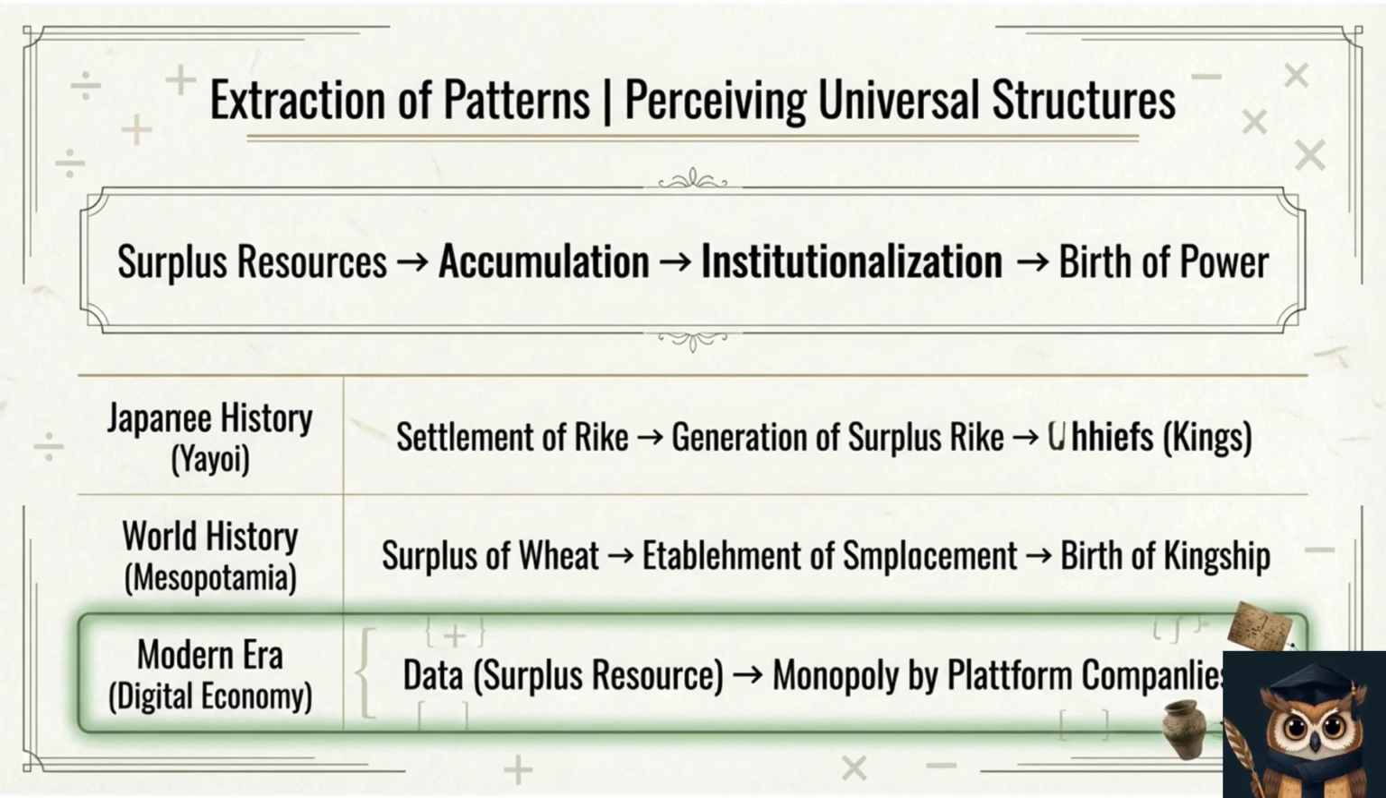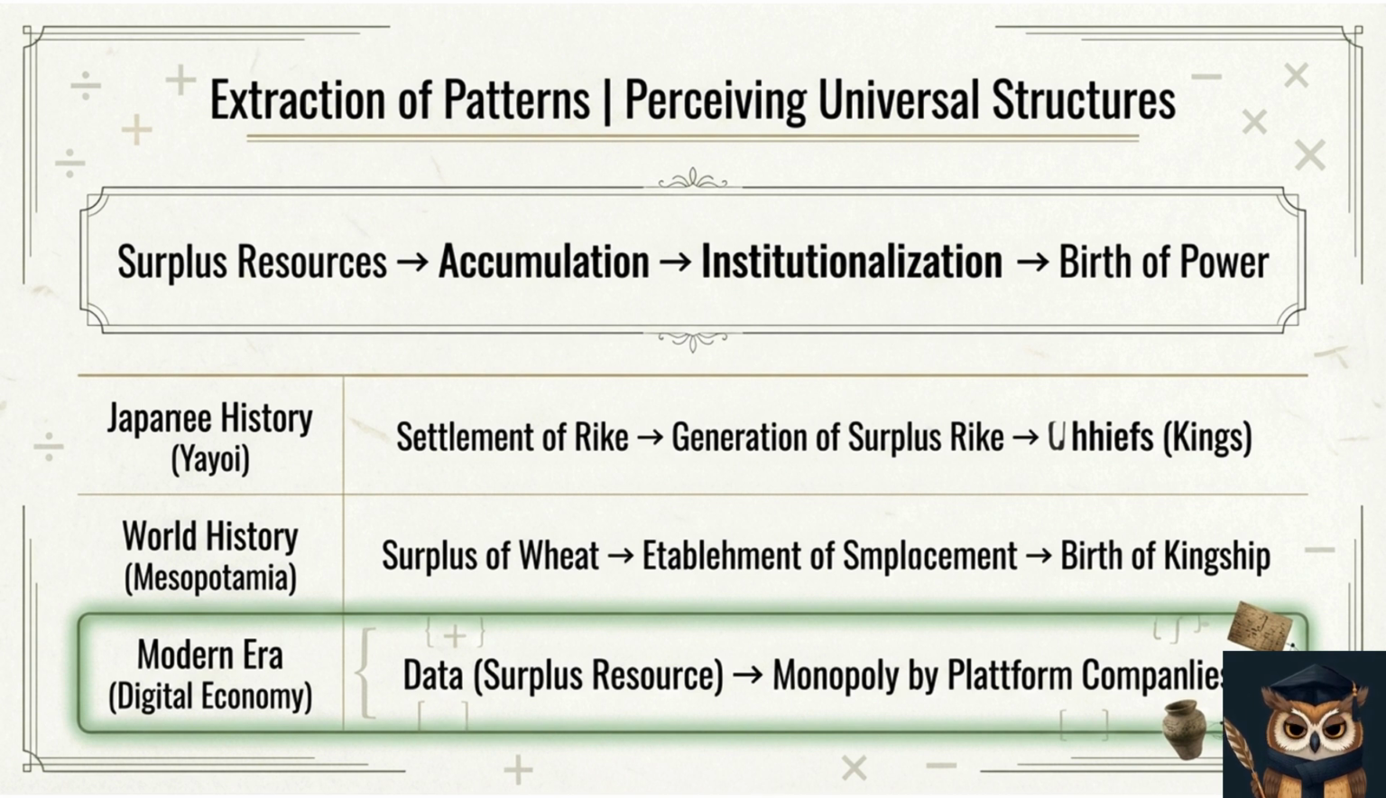Now let's zoom all the way out. The pattern we've traced in Yayoi Japan isn't unique to Japan. It's a universal structural law of human organization. The formula: surplus resources → accumulation → institutionalization → birth of power. In Japanese history, the Yayoi case, this looks like settlement of rice paddies, generation of surplus rice, and the rise of Uji chiefs and eventually kings.